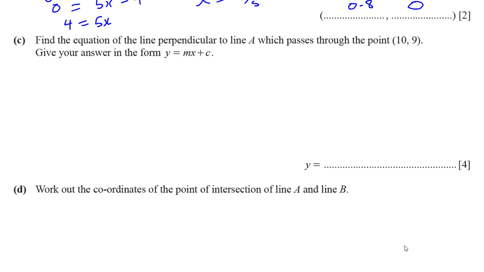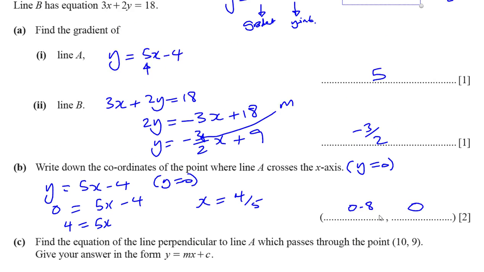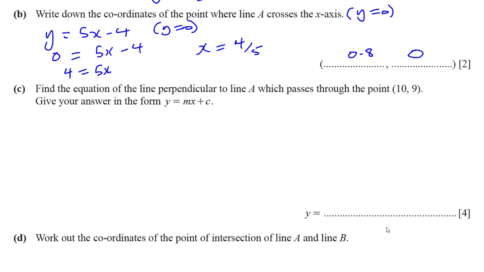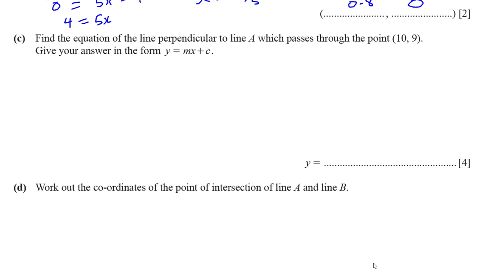Okay, so we're continuing on with the same question, which was question number 8 from October, November 2017, paper 4.3. Part C says find the equation of the line perpendicular to line A, which passes through the point 10, 9. Give your answer in the form y equals mx plus c.